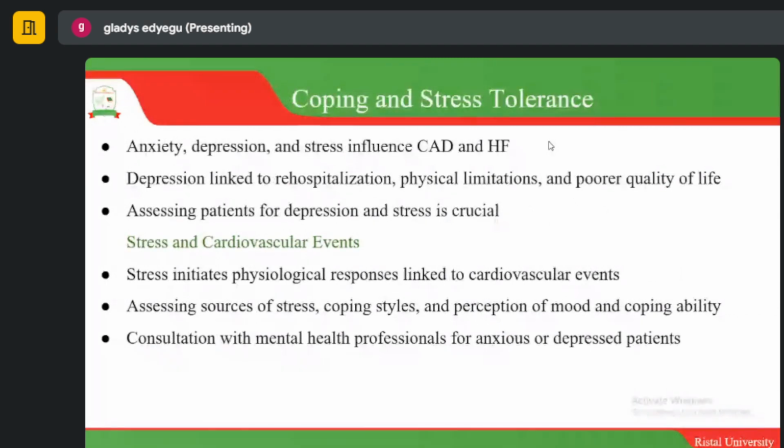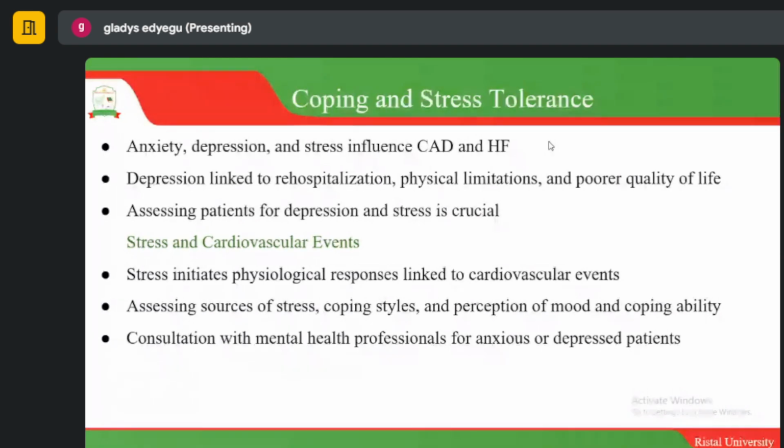Then coping and stress tolerance. What do we have to understand in this? Coping and stress tolerance is one of the things that affects not only cardiac patients, but also other conditions. So some people get so anxious, so depressed and stressed, and because of that, they can get heart failure. Some of our clients with this condition, when they get so traumatized mentally and psychologically, they develop a lot of stress, they get depressed, and from nowhere, you're seeing the patient is having heart failure.